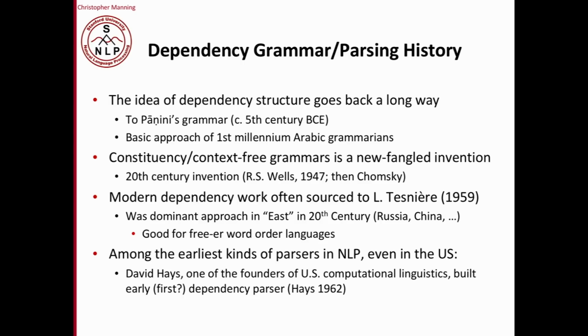And indeed, if you look at the history of humankind, most attempts to understand the structure of human languages are essentially dependency grammars. In the later parts of the first millennium, there was a ton of work by Arabic grammarians, and essentially what they used was also basically a dependency grammar. So compared to that, the idea of context-free grammars and phrase structure grammars is incredibly, incredibly new.